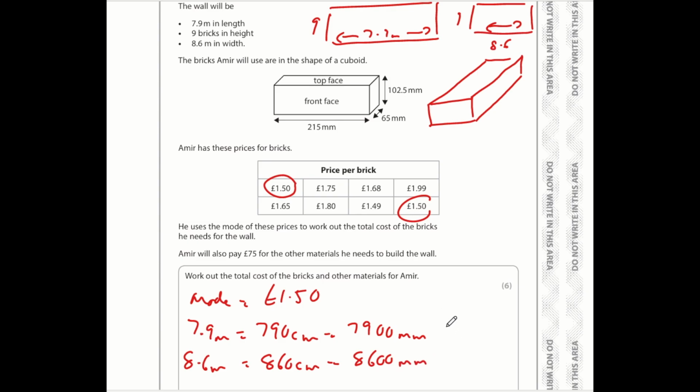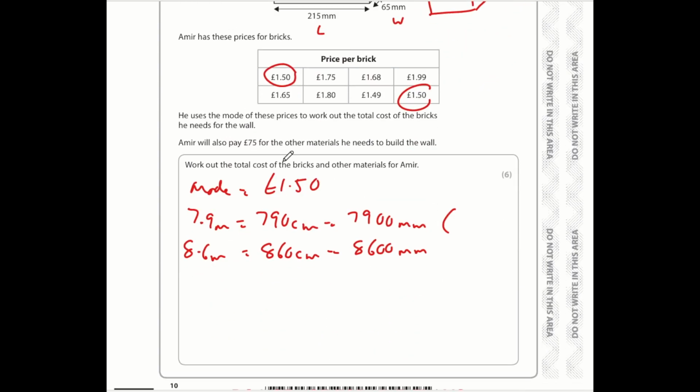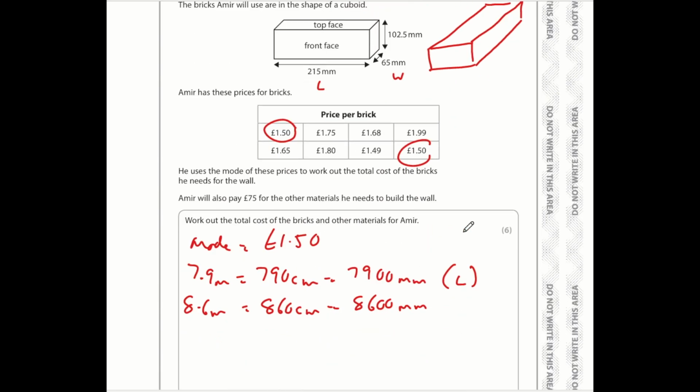Okay, so this measurement here, I'm going to call the length, and I'm going to call this the width. Now the height of the brick is kind of irrelevant because we know that we're going to have 9 bricks in height. So what I'm going to do is how many 215s go into, so I'll just label that as L, that was the length, and this is the width. Okay, right, so 7,900 is going to be divided by the 215, and it would make me feel better if I got some nice values here.